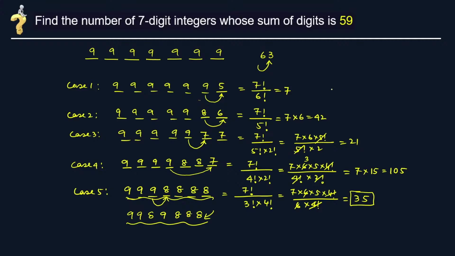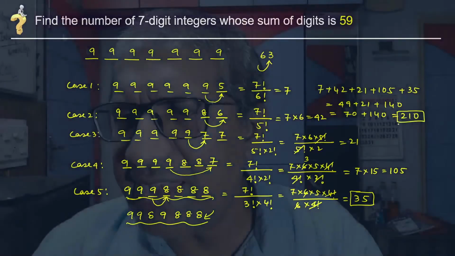So the total number of ways will be 7 plus 42 plus 21 plus 105 plus 35. So that gives us how much? This is 49 plus 21, this is coming to 70. And this is 140. So answer is 210. So 210 such numbers are there. Numbers means 7-digit numbers such that the sum of the digits will be equal to 59.